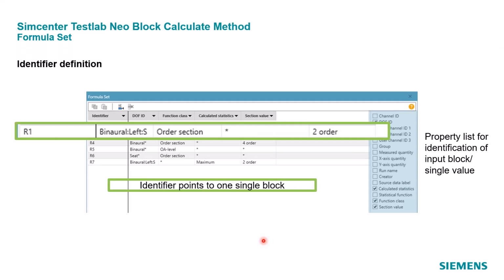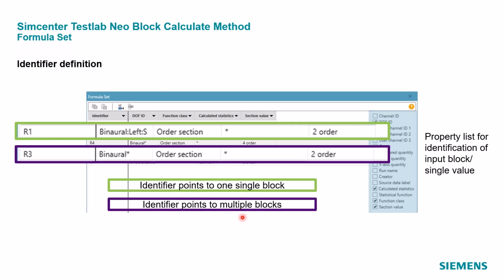Here's an example where we've got an identifier. We've called out a very specific DOF ID and the order section and second order. So this results in exactly one curve. So this is one curve with this DOF ID with the second order. So it's identifying a single block.